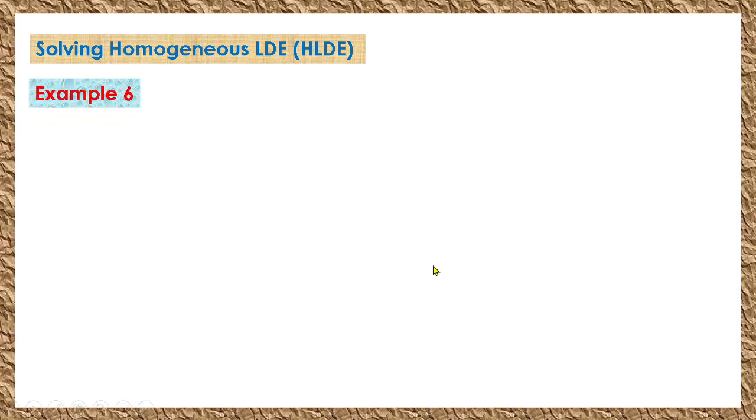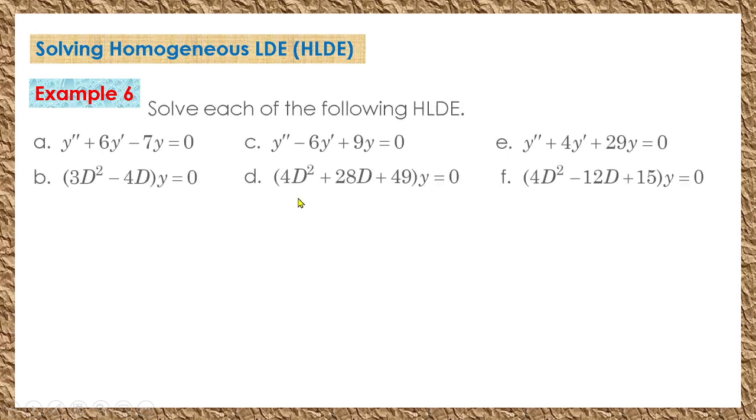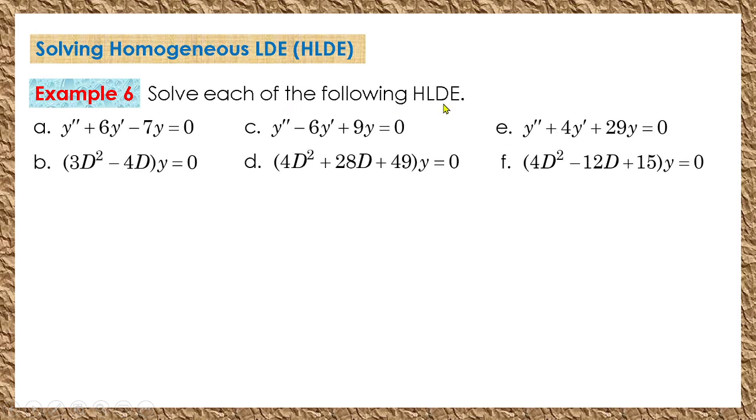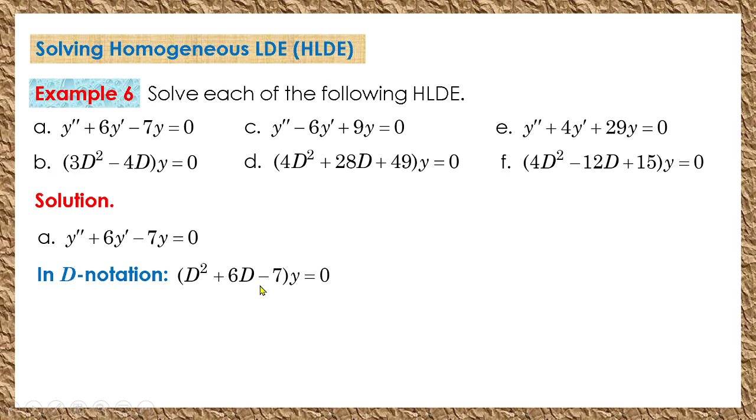Ito actual DE na. Solve each of the following homogeneous LDE. Letter A muna tayo. y double prime plus 6y prime minus 7y equal to 0. In D notation, you have D squared plus 6D minus 7 applied to y equal to 0.